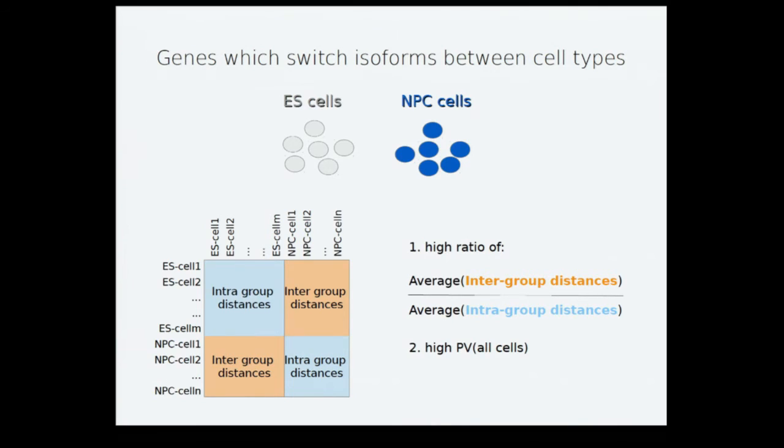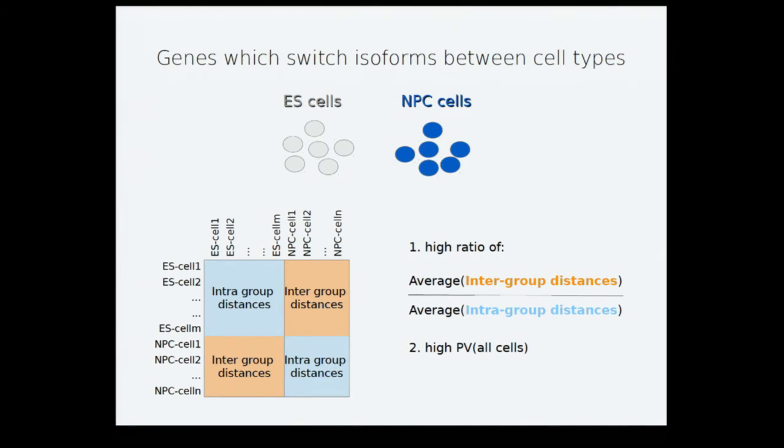So again, I'm using this ES cell and NPC cell data set. And now for each gene, I also construct a square PV distance matrix. For all the distances between ES cells, I call them intragroup distances. If it's between an ES cell and an NPC cell, then I call it intergroup distances. So basically, the reasoning is that we want to find genes which have a high ratio of intergroup distances over intragroup distances.